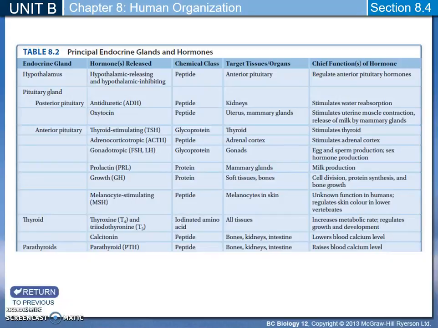Then we have the thyroid hormones, which we have talked about before, T3 and T4. These are iodinated amino acids, and they increase metabolic rate and regulate growth and development. Calcitonin we've seen before, which lowers blood calcium level. And then we have parathyroid hormone from the parathyroid glands, which raises blood calcium level.